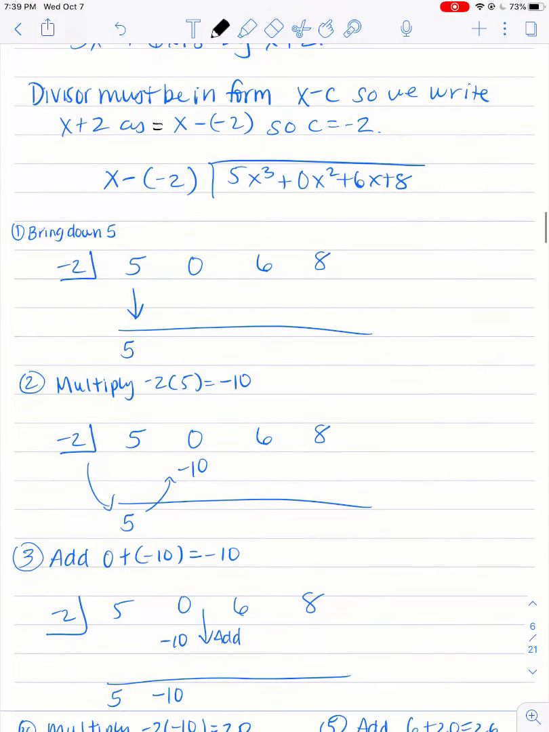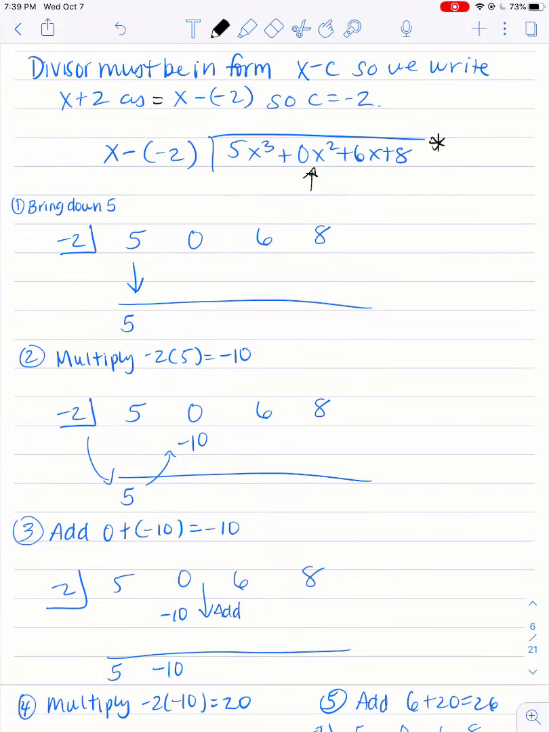Okay, so this is how we would set it up in long division, right? So we would have x plus 2, or x minus negative 2, dividing 5x cubed plus 0x squared. We can't forget that we need to fill in the spaces, plus 6x plus 8. So we start with negative 2 in our box because that's our c value. And then we write down all the coefficients from here.